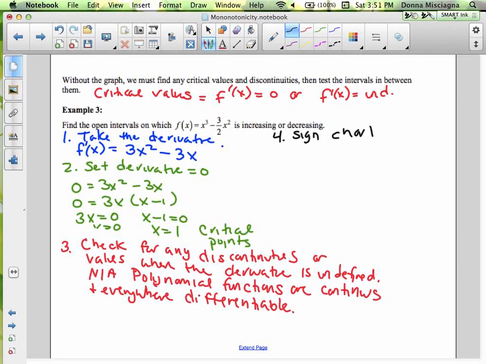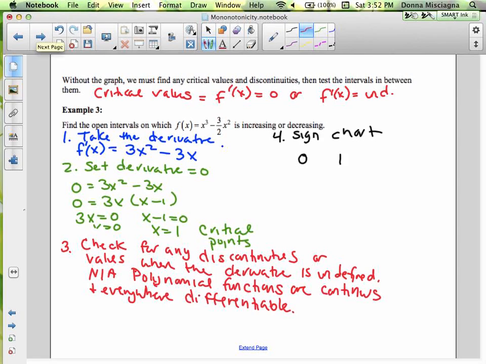All right, so we have 2 critical points. We have the 0 and the 1. You want to make sure you put those critical points in order from least to greatest, and then you're going to evaluate for values on either side. So I'm going to write this in red.